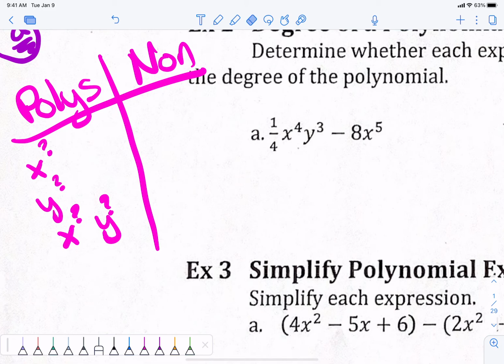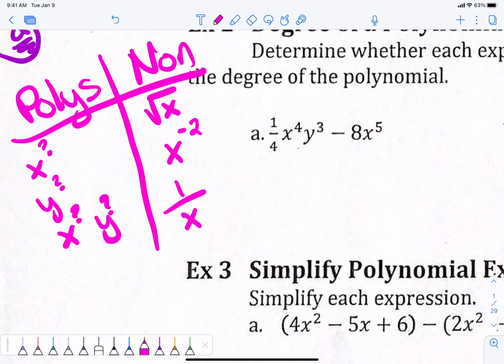Non-polynomials are like square roots of x's and y's. They are x's to any negative exponent, like to the negative 2 power. Also cube roots, and any ones that say like 1 over x. Those are all non-polynomials, okay? Any negative exponent, so x to the negative 14th power, would be a non-polynomial. So polynomials versus non-polynomials, okay?